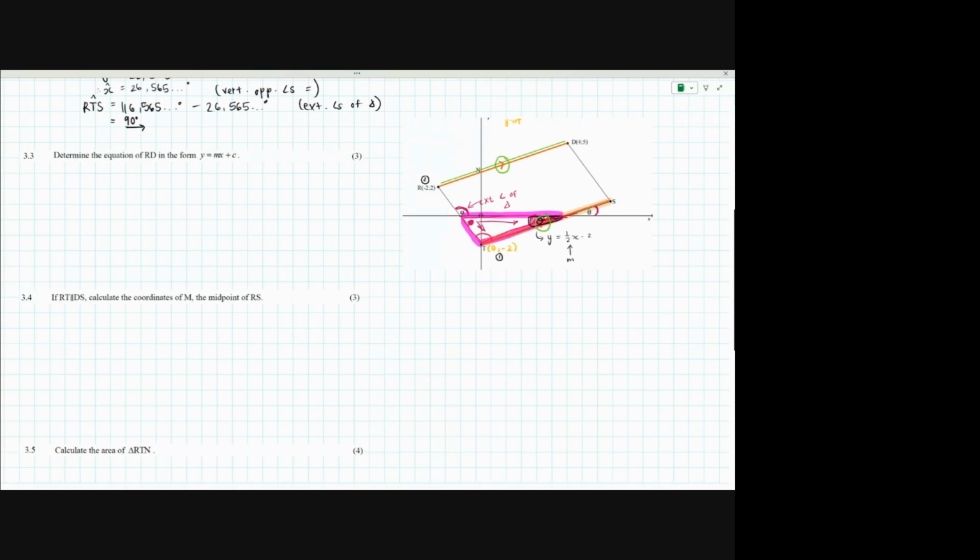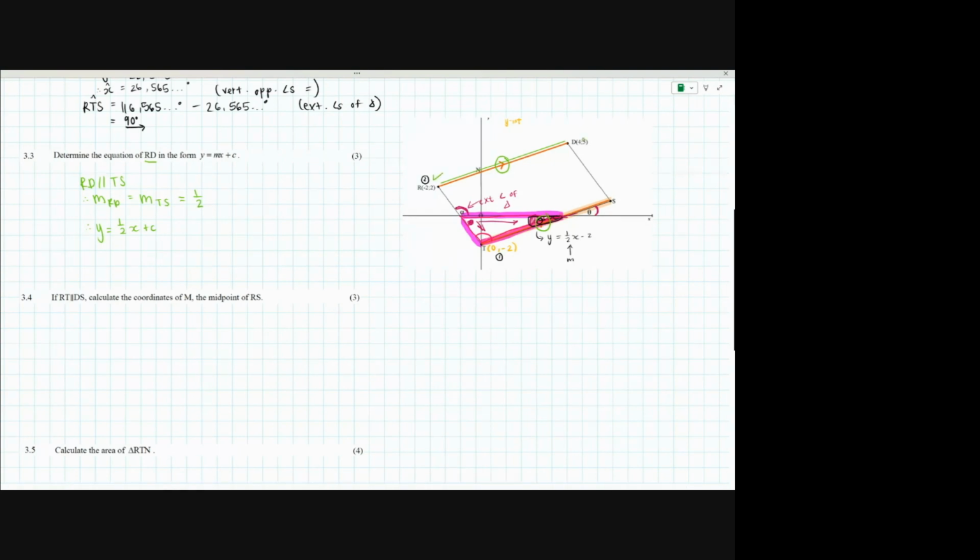So that piece of information immediately helps me, because if RD is parallel to TS, that means the gradient of RD is equal to the gradient of TS. And so immediately we already know y is equal to a half x plus c. We already know the gradient because the gradient of TS was equal to a half. From there, it's just a simple case of substituting in a point.